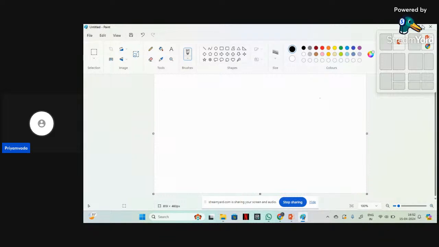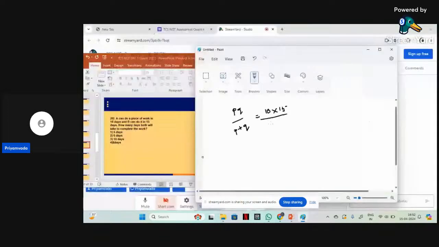PQ by P plus Q, right? So 10 times 15 is 150, and 10 plus 15 is 25. So how much is 150 by 25? It is 6 days. So the answer is 6 days. I hope it is clear for everyone. We just had the formula PQ by P plus Q and we substituted the values of P and Q as given in the question and we got the answer.